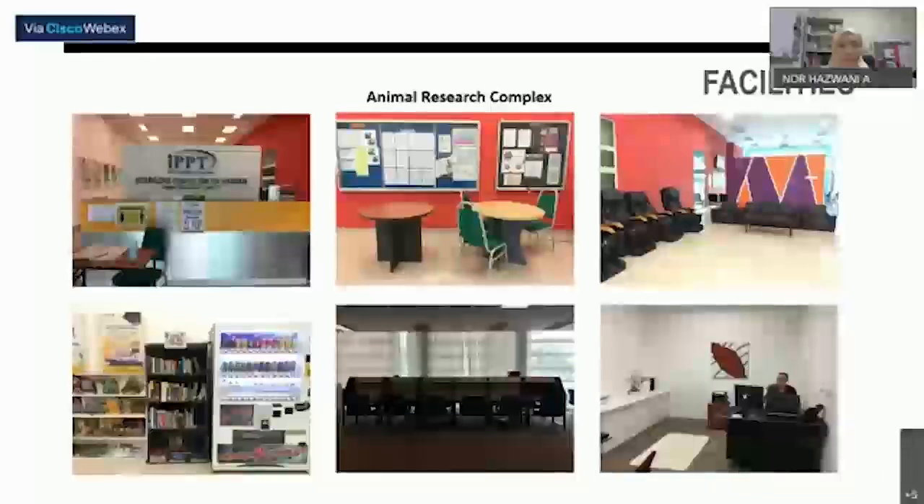And then this is the animal research complex. Our lab is basically placed in the animal research complex. This is the other facilities available. The upper one is at the lobby area, right? And this is the student lounge.